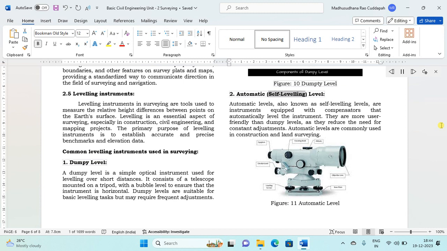2. Automatic, self-leveling, level. Automatic levels, also known as self-leveling levels, are instruments equipped with compensators that automatically level the instrument. They are more user-friendly than dumpy levels, as they reduce the need for constant adjustments. Automatic levels are commonly used in construction and land surveying. Figure 11. Automatic level.